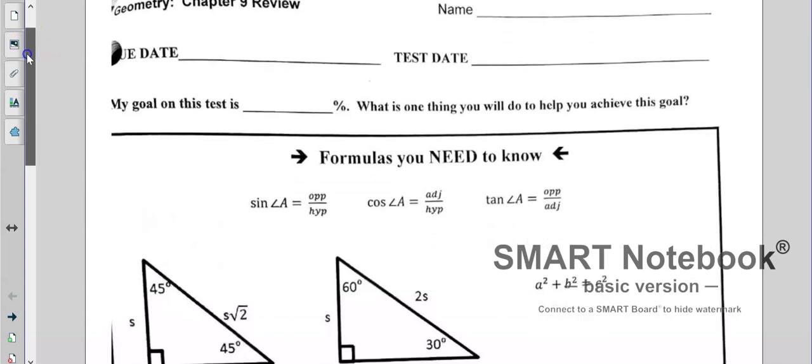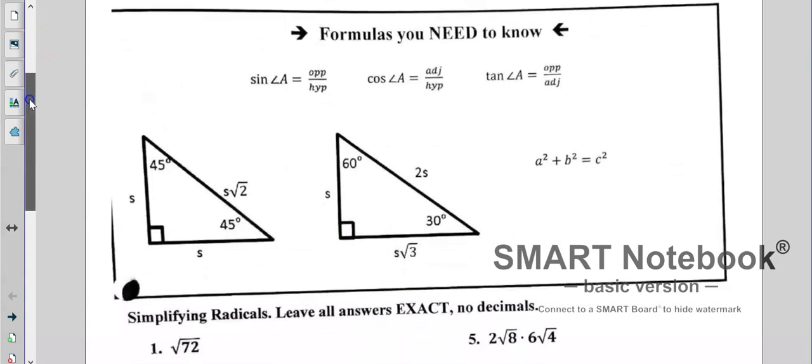So this is a review for chapter 9. This is the main stuff you're going to need to know. Sine is opposite over hypotenuse. Cosine is adjacent over hypotenuse. And tangent is opposite over adjacent. So, SOH-CAH-TOA. Okay.